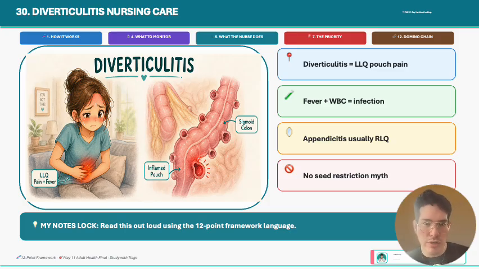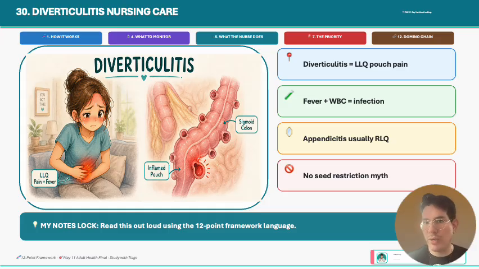After the flare resolves, teaching shifts, right? Fiber may be increased gradually to prevent constipation and reduce pressure in the colon. Hydration matters, right? So regular bowel habits matter. The timing is the exam trap, right? So low residue or bowel rest during acute inflammation, higher fiber for long-term prevention after recovery.